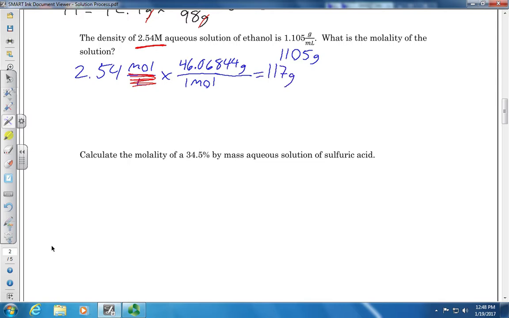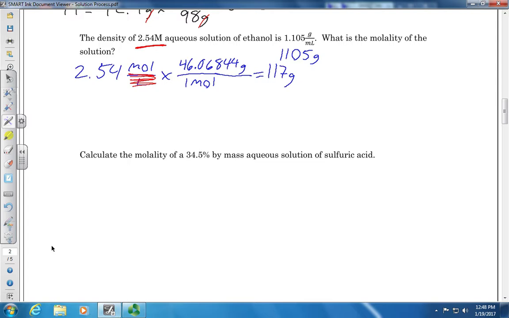So now we need to figure out what the excess is, because we're given the concentration of ethanol, and we've determined that if we were to deal with a liter of this solution, then we only have 117 grams. However, the density of the solution would suggest that there's actually 1,105 grams. So we have the mass of the solution and the mass of the solute.